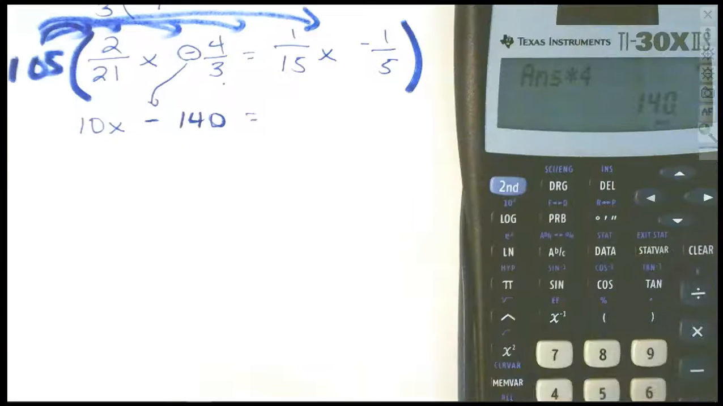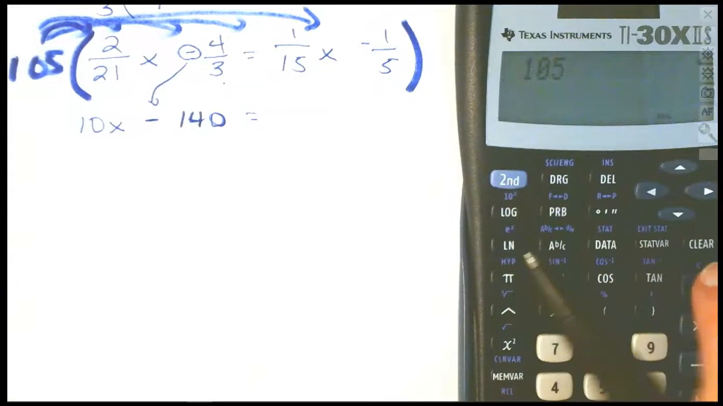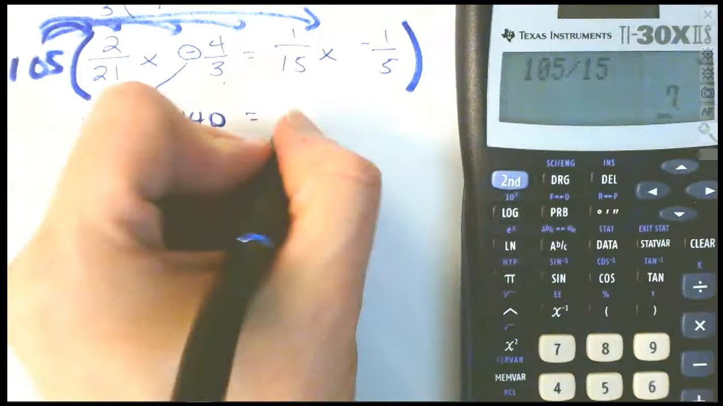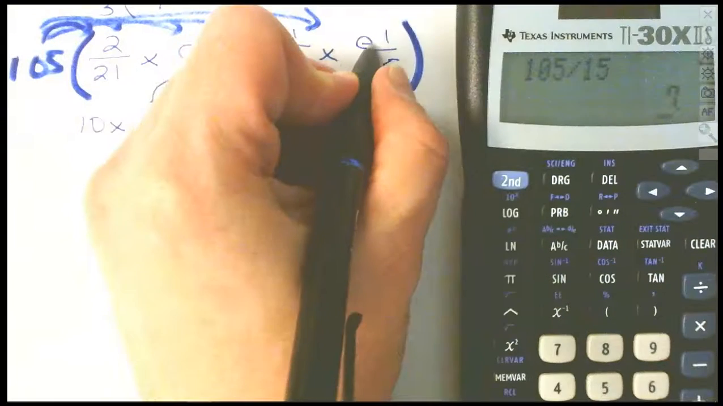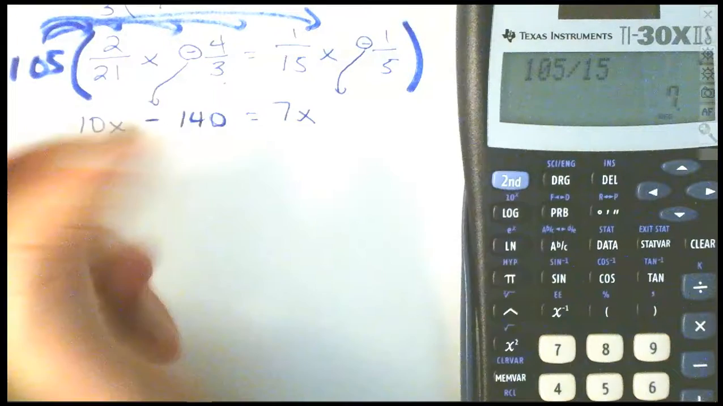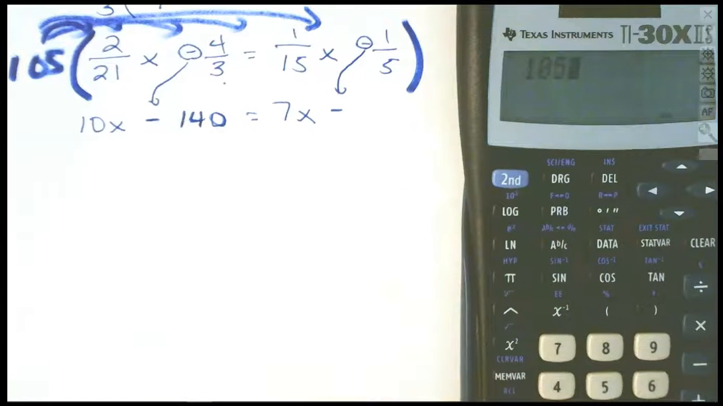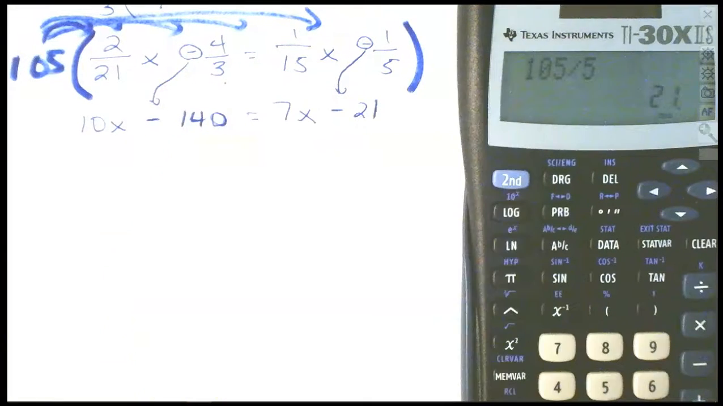Now we do the other side. 105, divide that by 15. That gives you a 7. 7 times 1 makes it a 7x. You bring the x down. Don't forget you've got a negative here. So that comes down as well. Now we do it again. 105 divided by 5. 105 divided by 5 is 21. Times the 1 on the top. That makes it a 21.